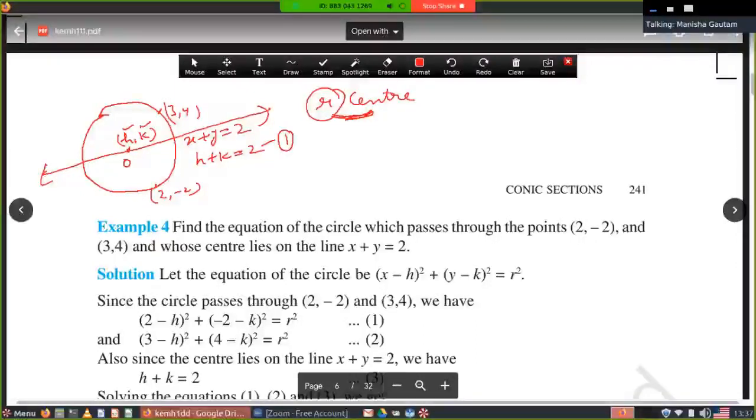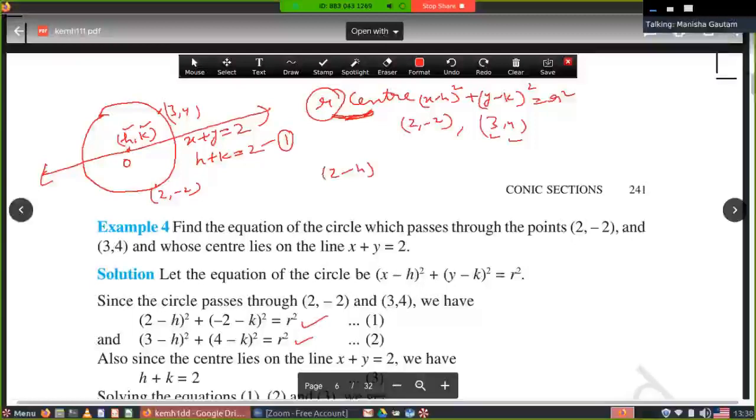For the second equation, two points are given to you. The equation of the circle is (x minus h) whole square plus (y minus k) whole square is equal to r square. The two points, 2 comma minus 2 and 3 comma 4, both satisfy this equation. Put x is equal to 2 and y is equal to minus 2, and put x is equal to 3 and y is equal to 4. You are getting the second equation. Both are equal to r square, so you can equate these two equations.